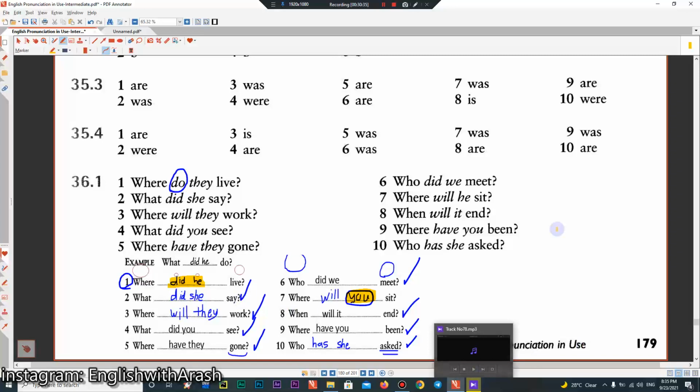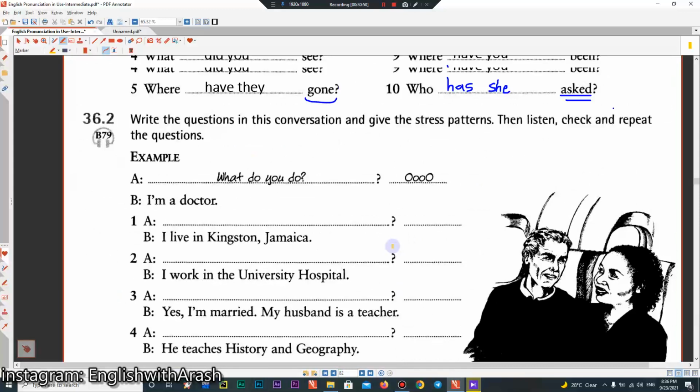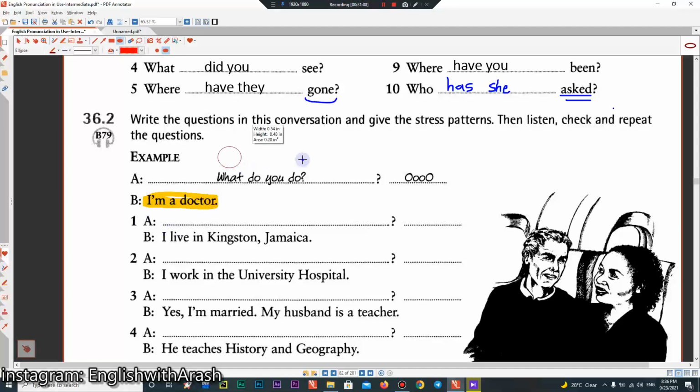But because the pronunciation was bad, I'm not gonna repeat the audio because you will be lost. Basically, I think you learned the important lesson anyway. So let's go to the next part. Here you look at the questions, you look at the answers, and you should give me a question. For example, when the answer is I'm a doctor, then the question is, hey, what do you do? And the stress pattern is da da da da. What do you do?